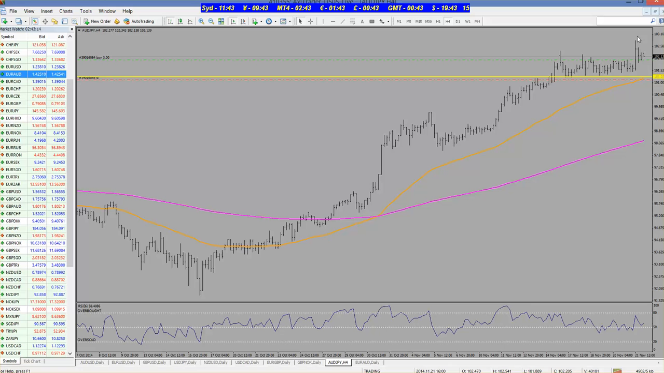And then we had a strong continuation bar, thanks to the Chinese interest rate cut, and then 2 inside bars. So still haven't got a reason to move the stop at this stage. So that's all I have on at the moment.